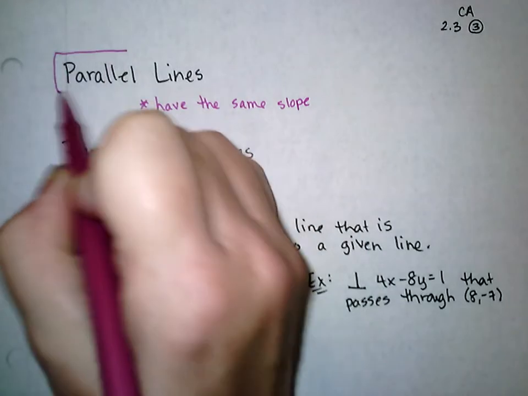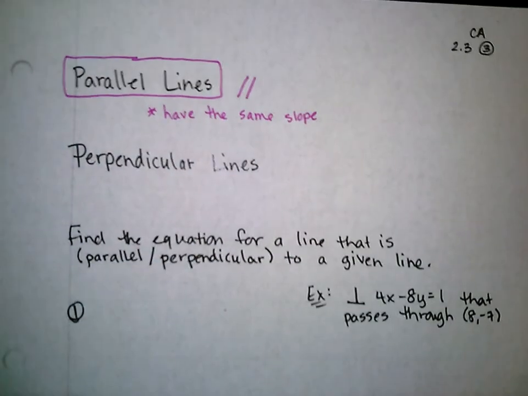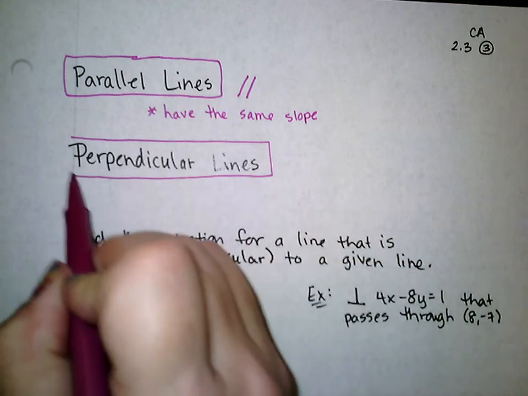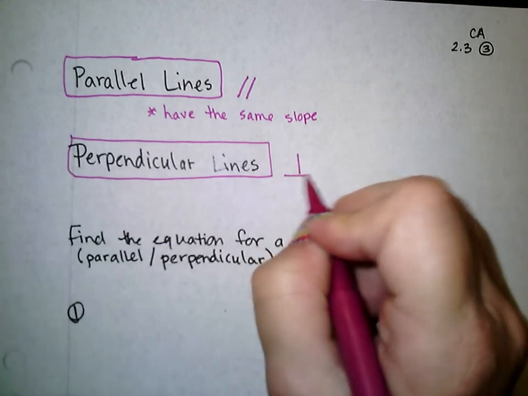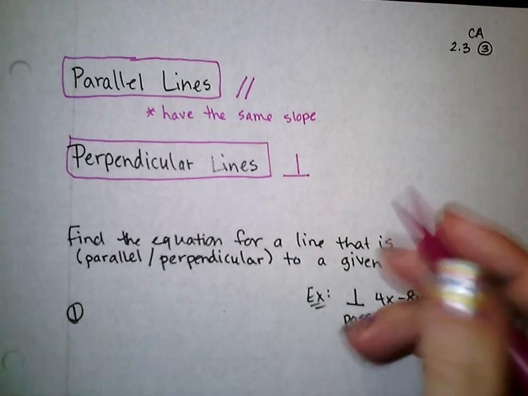So parallel lines, we use the symbol that looks like two little parallel lines. Perpendicular lines, we usually use this symbol. They intersect at a right angle. And if you notice here, I'm going to turn my paper a little bit.